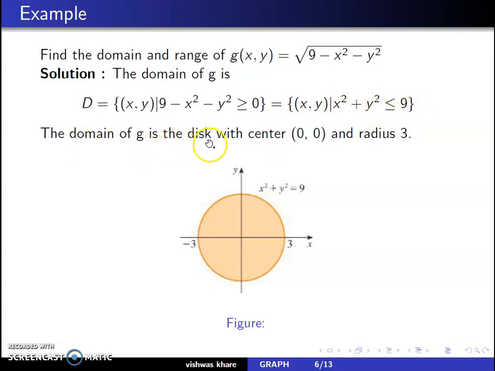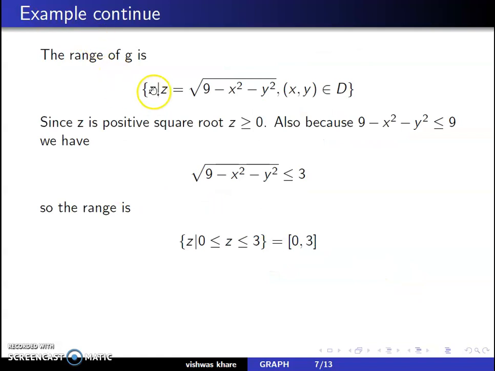So the domain of g is the disk with center (0, 0) and radius 3. And this is the formula: x² + y² = 9. This is the circle, and all the portion inside this is a disk with center (0, 0) and radius 3. The range of g contains all z such that z = square root of 9 − x² − y², where (x, y) is a point in D.